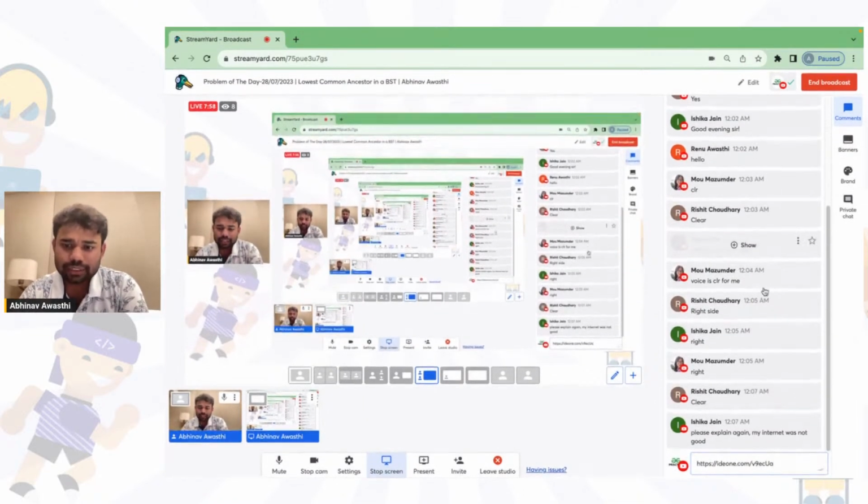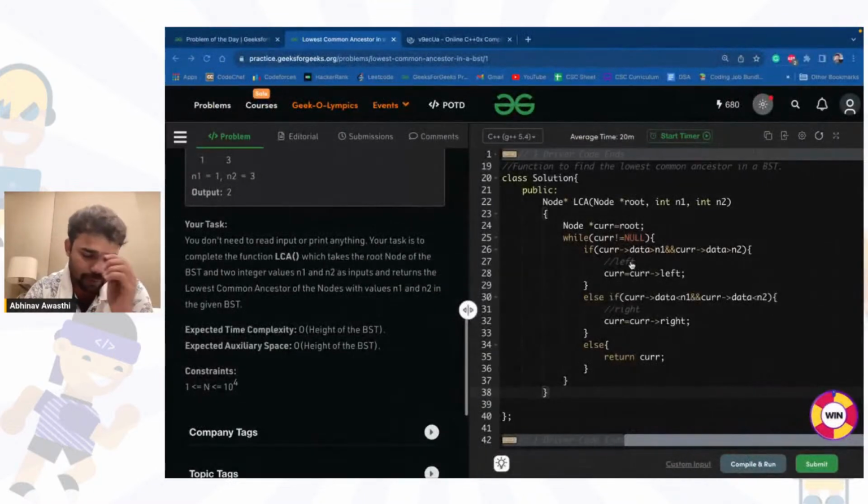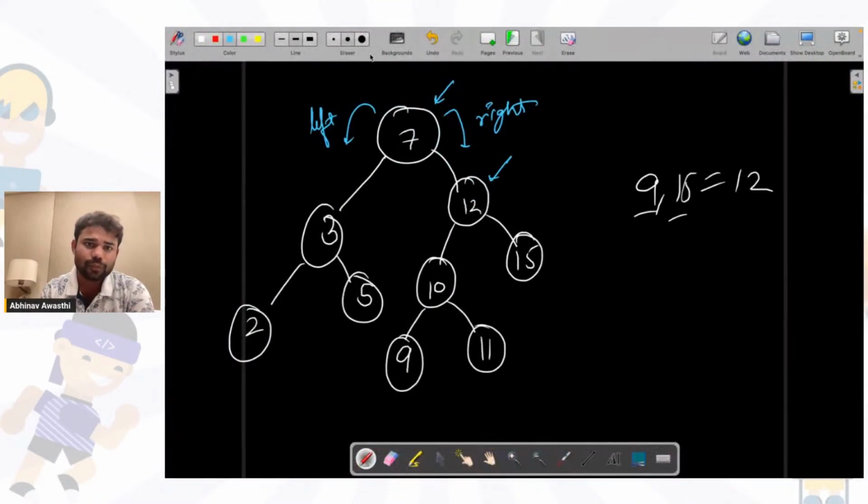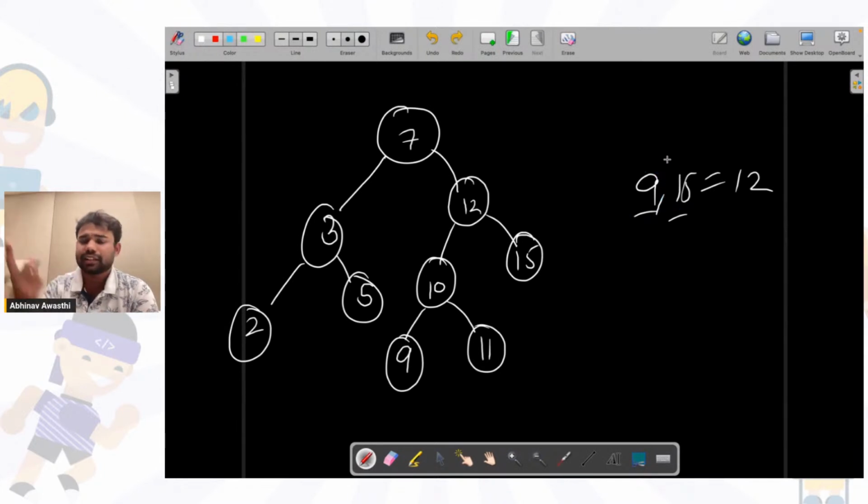The thing is that whenever we have to find the LCA, lowest common ancestor. Okay, so let's say we are checking for 7. For 7, both 9 and 15 are greater. So when they both are greater, you have to go on the right side, because we know it's present on the right.